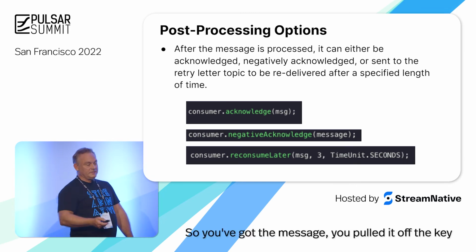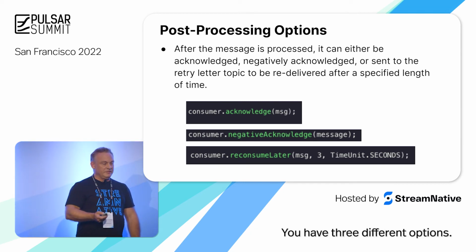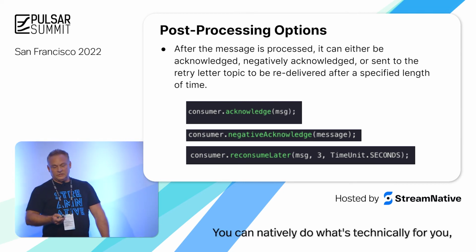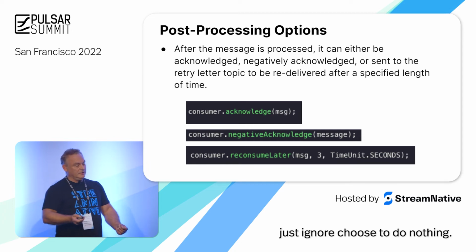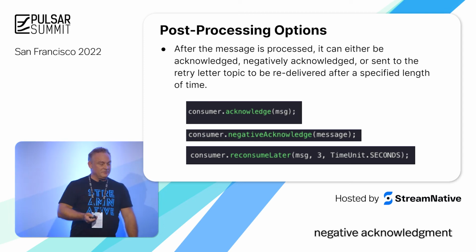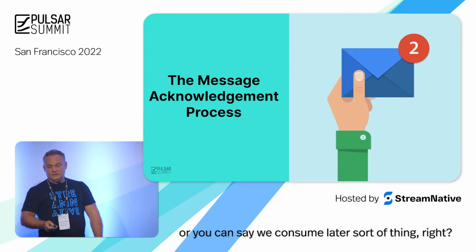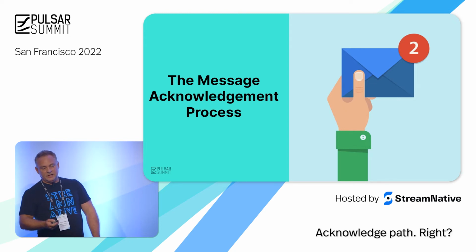So you've got the message, you've pulled it off the queue, you did receive, you got a message and you're done with it. You have 3 different options you could natively do. What's technically 4, you can just ignore it, choose to do nothing. But these are if you're actually trying to do something. You can acknowledge the message, negative acknowledgement, or you can say reconsume later. So let's talk about the message acknowledge path.